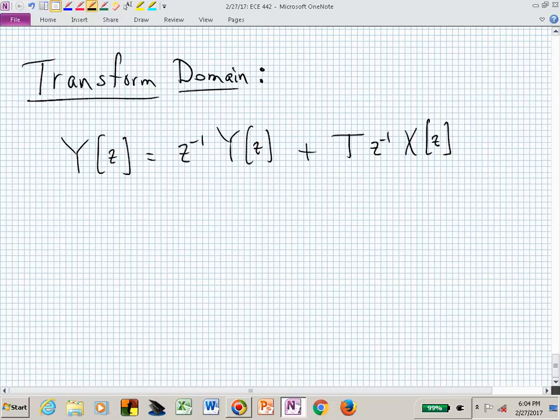Let's find the transfer function between the input x and the output y. The input x is a waveform. The output is the area of the curve, and this is in the frequency domain. Let's combine the y's. 1 minus z to the minus 1. You've probably seen that before. That's just 1 minus a delayed unit step in the frequency domain, equaling T z to the minus 1 X of z.